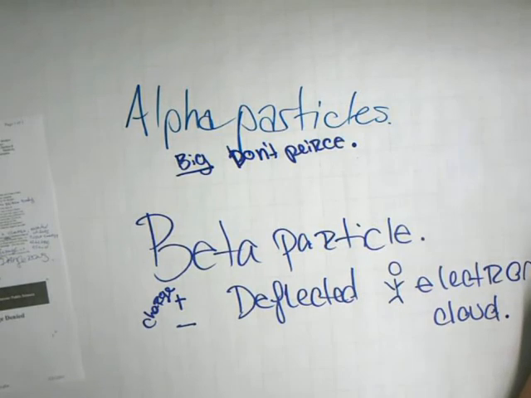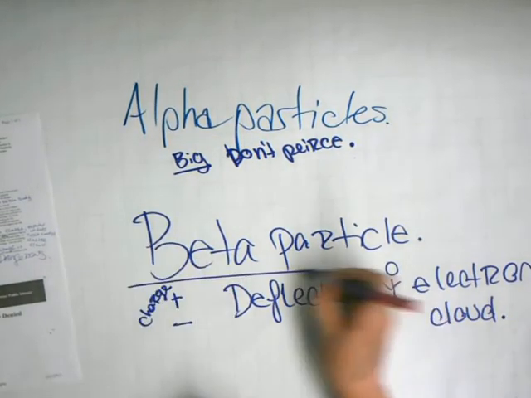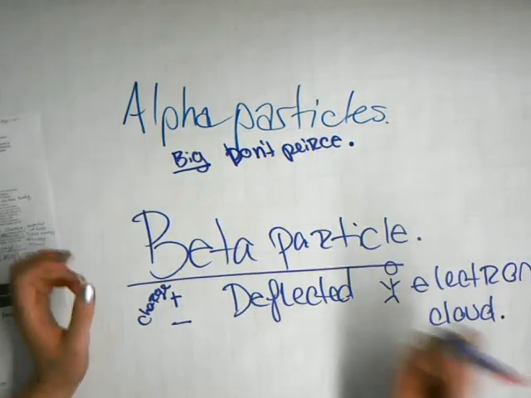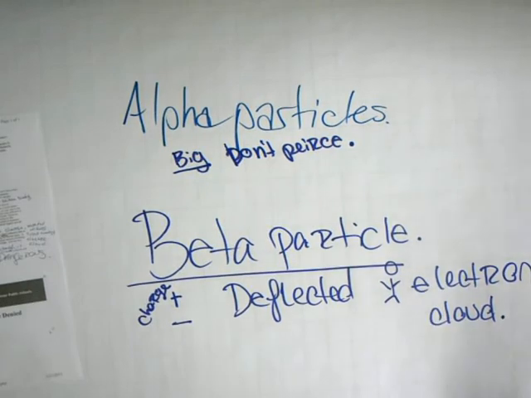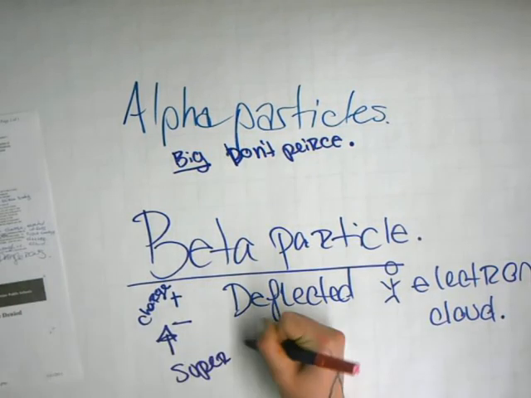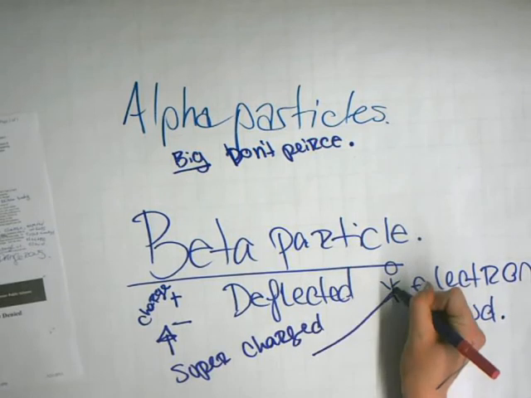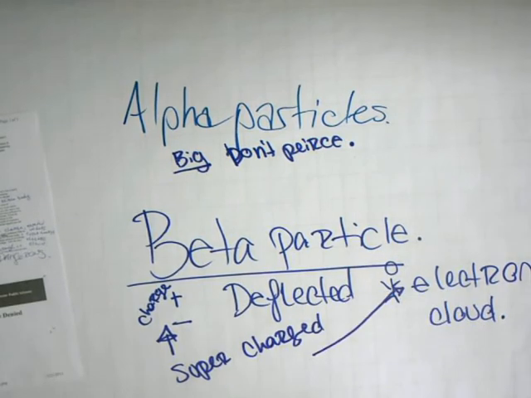But if the beta particle has an abnormal amount of energy, so if it is supercharged, it will enter the electron cloud and get into your tissues. We will talk about the effects later. Next is the gamma.